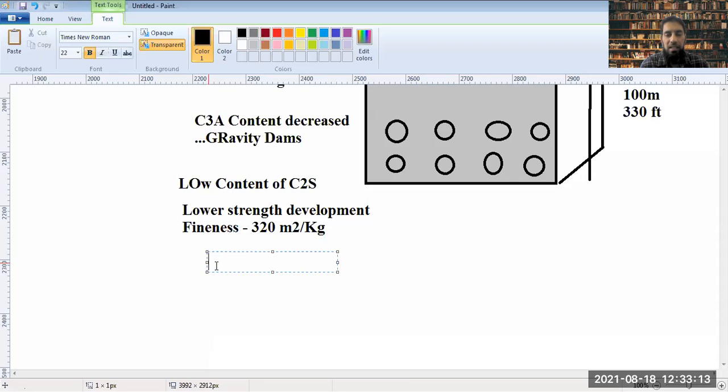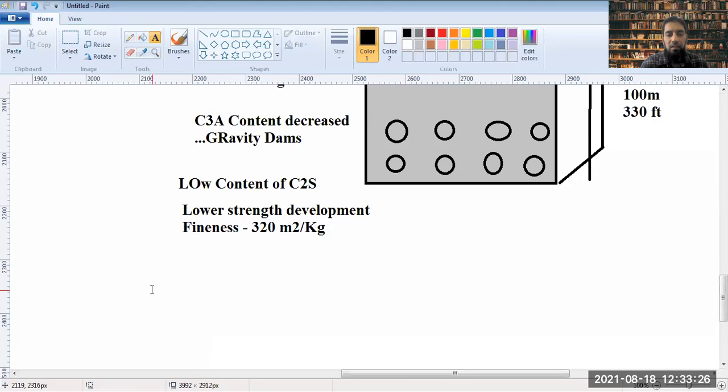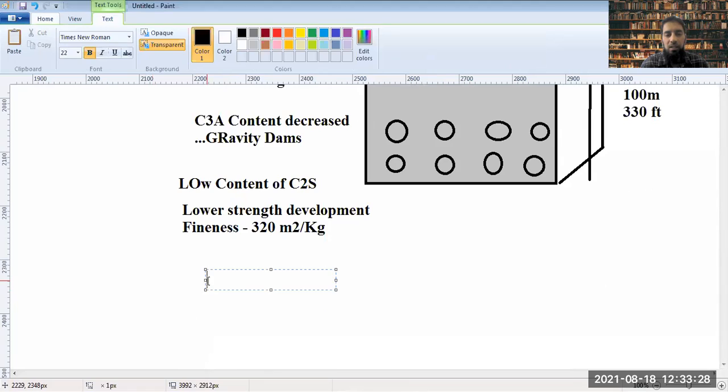We just want that the setting and the heat of hydration produced is delayed, such that in applications, for example, in mass concreting in dams or other structures where a lot of concreting is to be done, there is not an appreciable amount of heat of hydration developed. Any questions related to this?